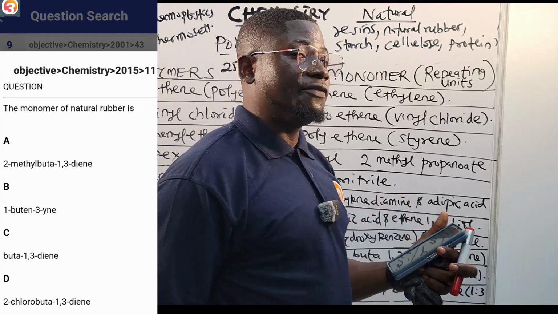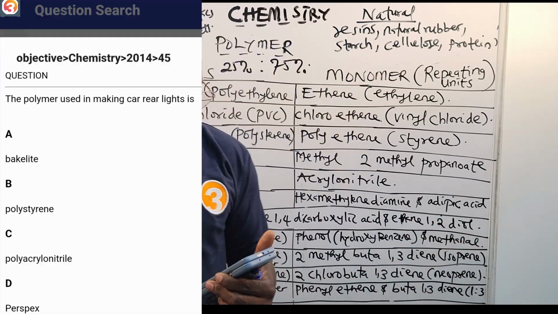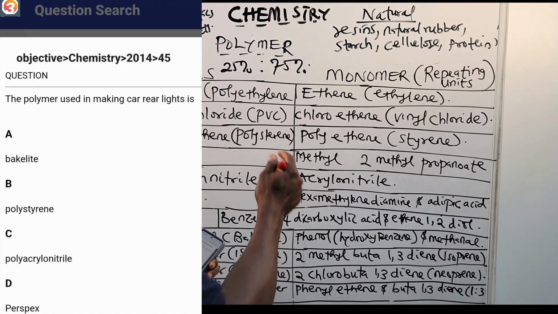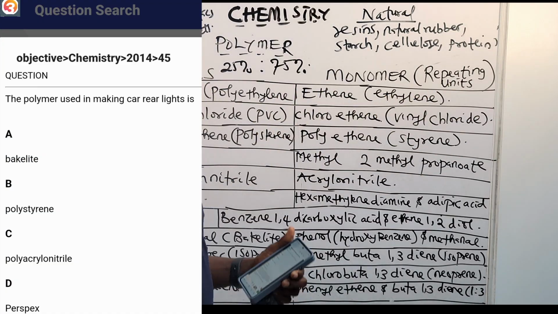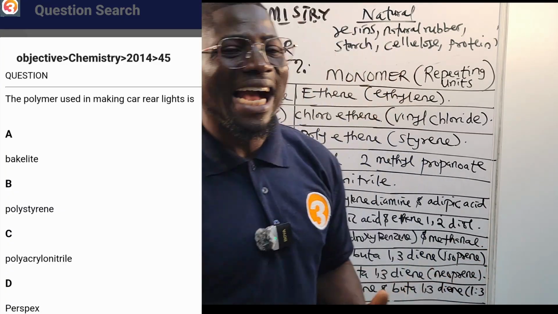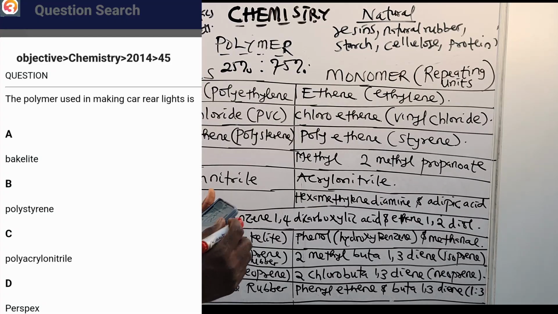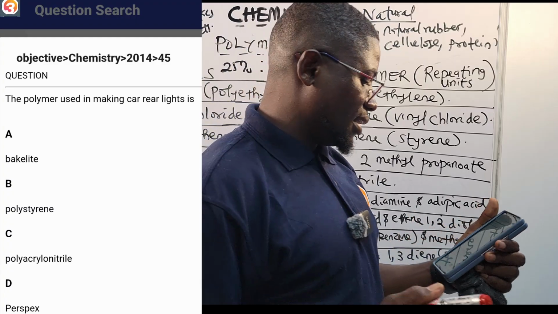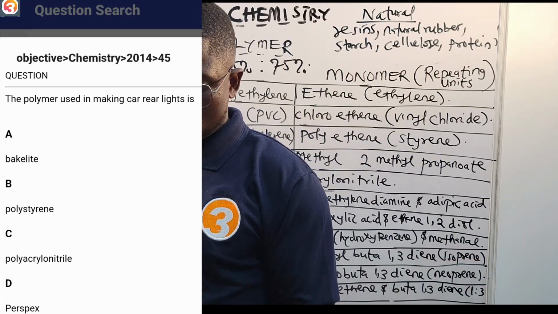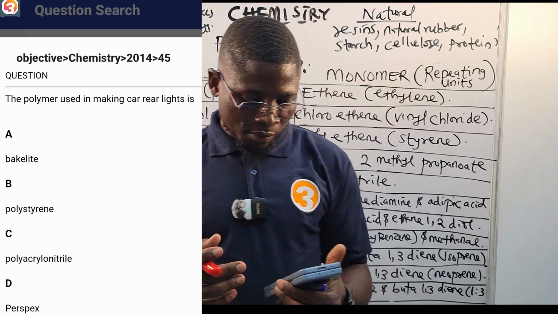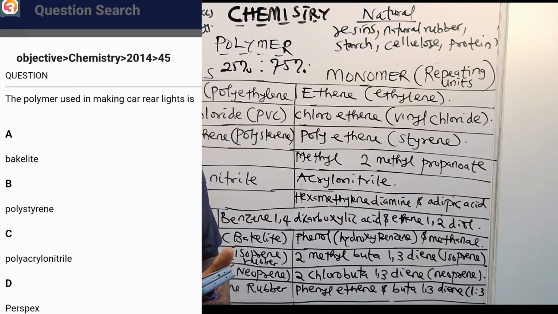Okay. 2014 number 45 now, being displayed on your screen right now. They say the polymer used in making carrier light. Carrier light is perspex. We use perspex in making carrier light. I'm sorry I did not add many of the uses, but please look up on those. So A says bakelite. B says polystyrene. C says polyacrylonitrile. D says perspex. Okay, D is very correct. Perspex is used in making carrier light because it is resistant to water.